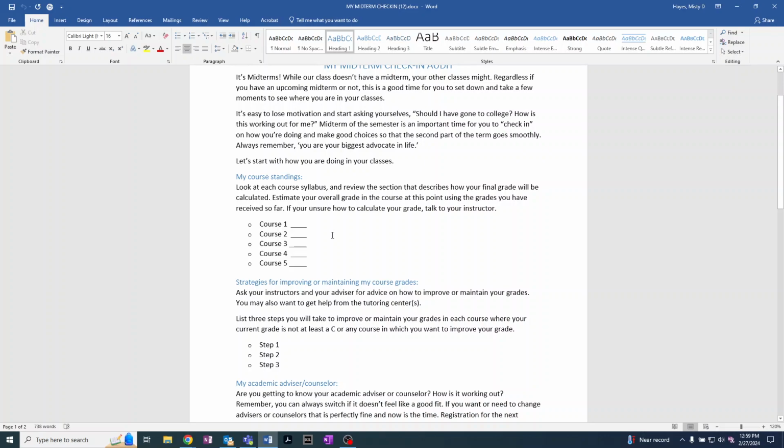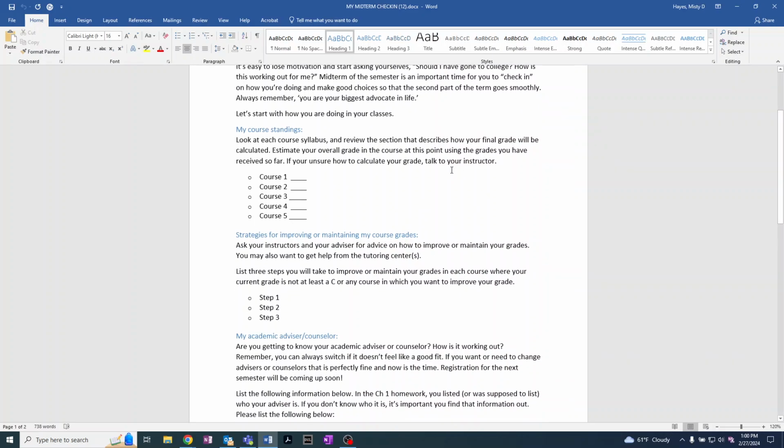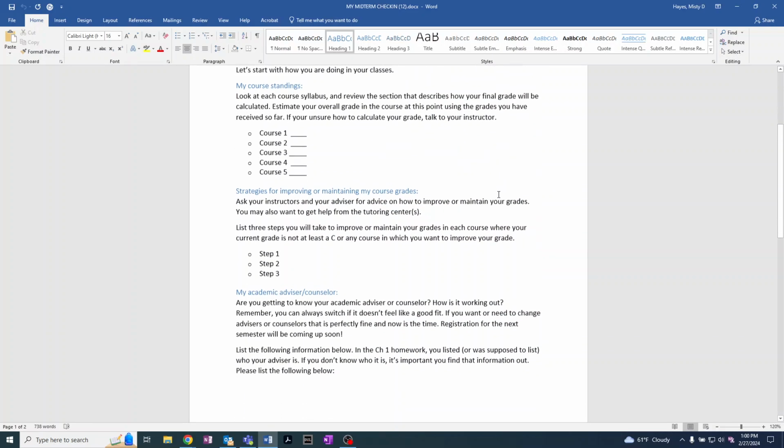Now, a good place to do this is obviously to go to your course syllabus, or you can look under your grades and average what your grade is now. Remember, this is not your final grade, this is your estimation grade. So, this is like an estimate of your grades so far at this standing. If you're not sure how to calculate your grade, please talk to your instructor in that course.